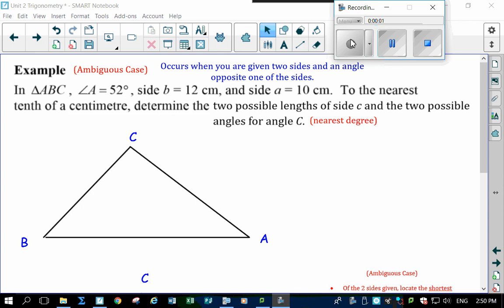Okay, so let's say I'm given a case like this. It's going to be an ambiguous case. Now, how do I know it's an ambiguous case? Because it always occurs when you're given two sides and an angle opposite to one of the sides.